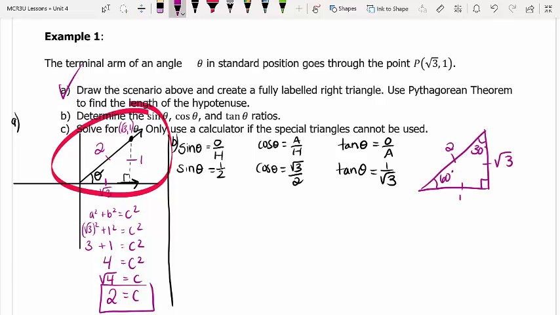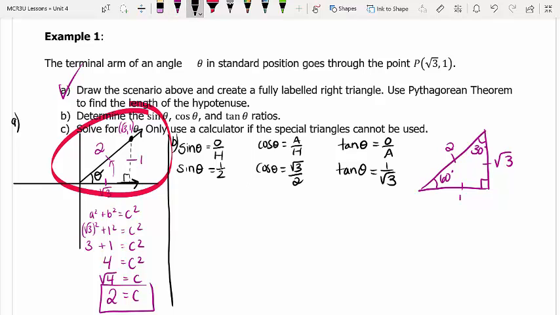Okay, so I've just drawn the special triangle that you need to use to solve for theta. So we could use any one of these ratios, because we're solving for essentially that related acute angle. Okay, and the related acute angle is always going to be positive, because that related acute angle is always in quadrant 1. Okay, so any one of these ratios can be used to find theta.